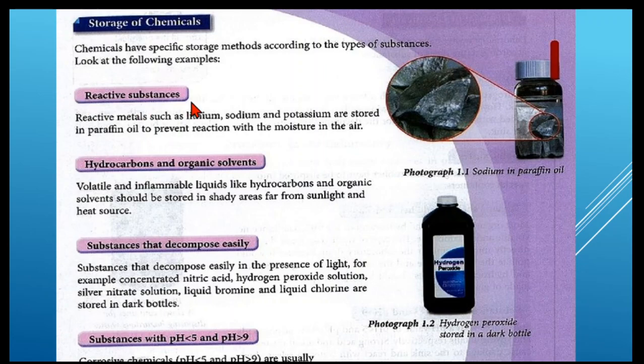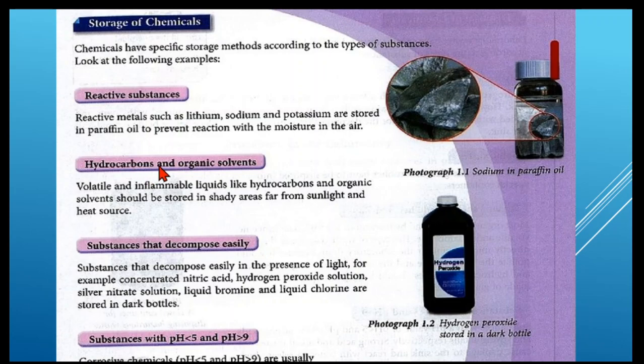Reactive substance, this is substance yang sangat reactive, such as metal, lithium, sodium, potassium. Semuanya ini disimpan dalam paraffin oil to prevent reaction with moisture in the air. So this type of metal lah, senang untuk react with oxygen. So sebab itu dia disimpan di dalam paraffin oil to prevent the reaction.